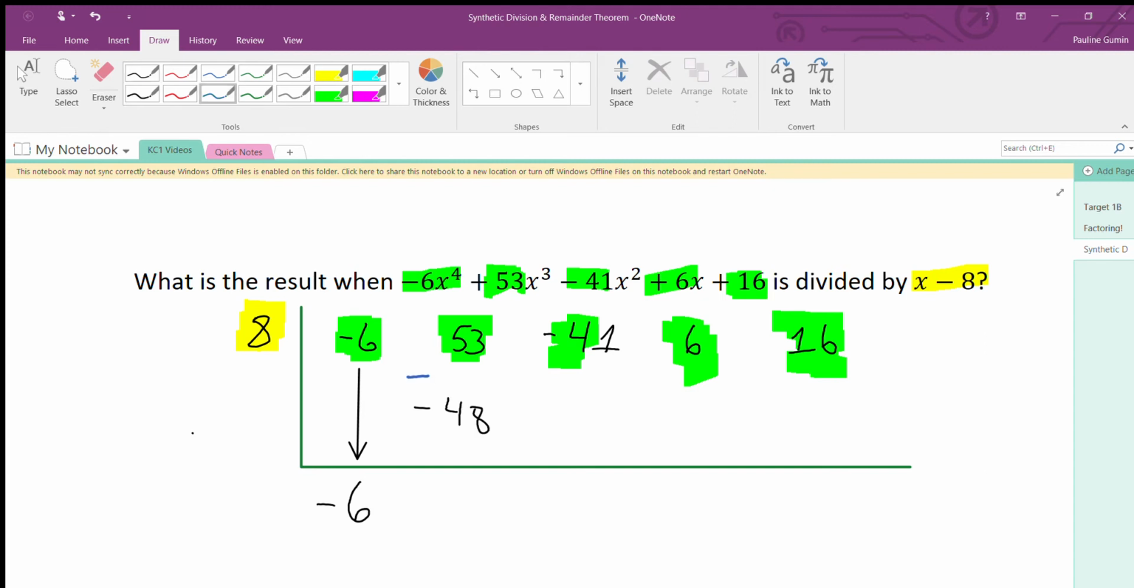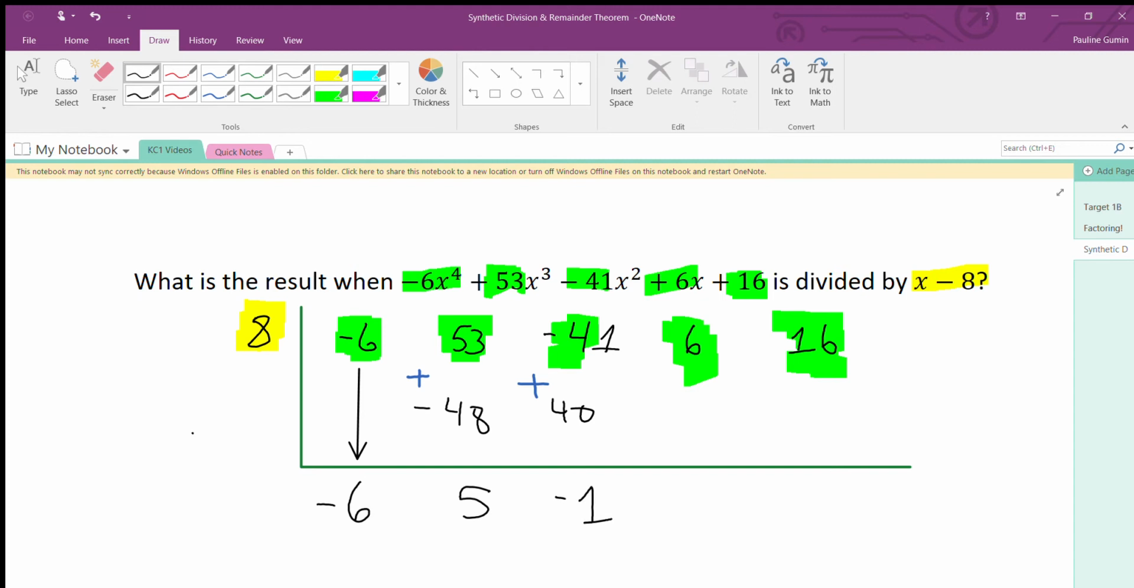Then we add 53 plus negative 48 is positive 5. Now we multiply. 5 times 8 is 40. And you know what? You're right. We're going to add negative 41 plus 40 is negative 1.